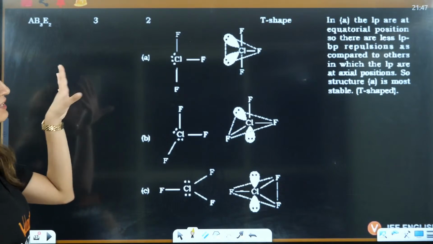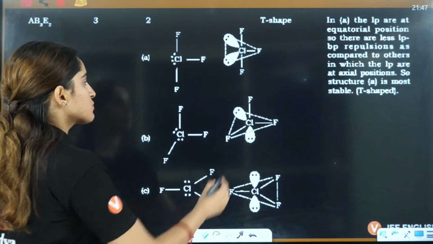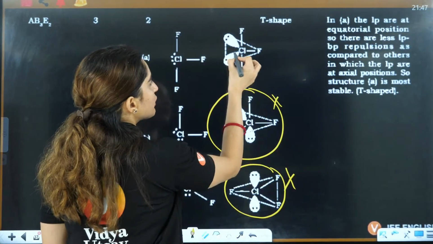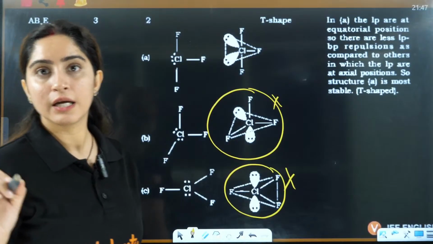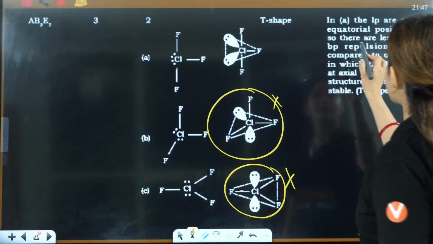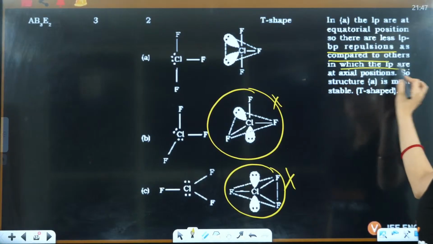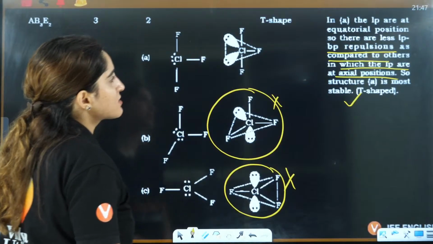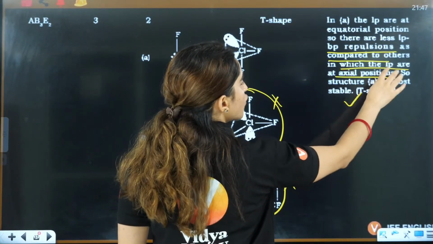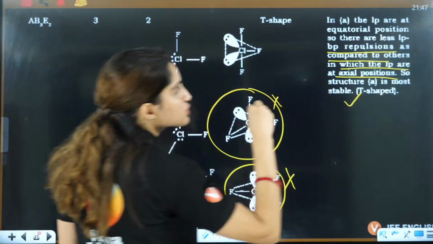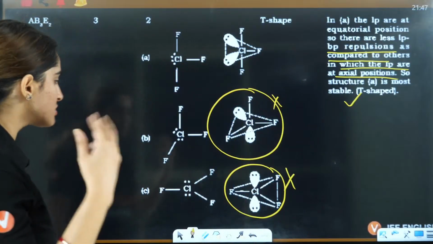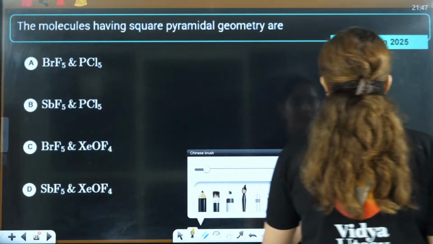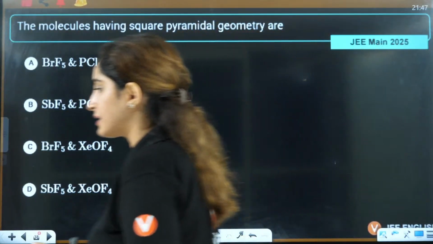Now in ClF2 also, you had this place which is wrong. You need to have both the lone pairs on the equatorial positions so that the repulsions are least. On the axial positions, as it is written here, compared to others in which lone pairs are at axial position, the repulsions will be very high. At equatorial positions, the repulsions are very less. Got it? Yes, everybody. Now let's do some questions based on that.